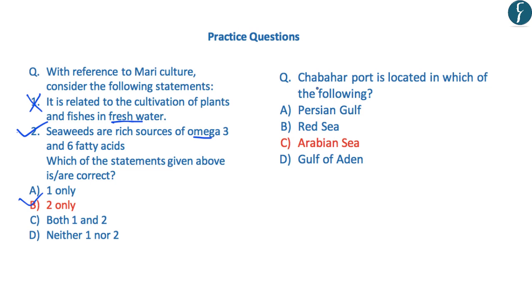The second question reads, Chabahar port is located in which of the following? Now, the first location is the Persian Gulf. This is incorrect because Chabahar port is not located in the Persian Gulf, but the Bandar Abbas port is located in the Persian Gulf. The second reads Red Sea. Chabahar port has no relation to the Red Sea. The third is Arabian Sea, which is the correct option because Chabahar port is located and opens up in the Arabian Sea. And it is also not located in the Gulf of Aden. Here you should note that the famous city of Hodeidah in Yemen is located in the Gulf of Aden. With this, we have come to the end of today's discussion.